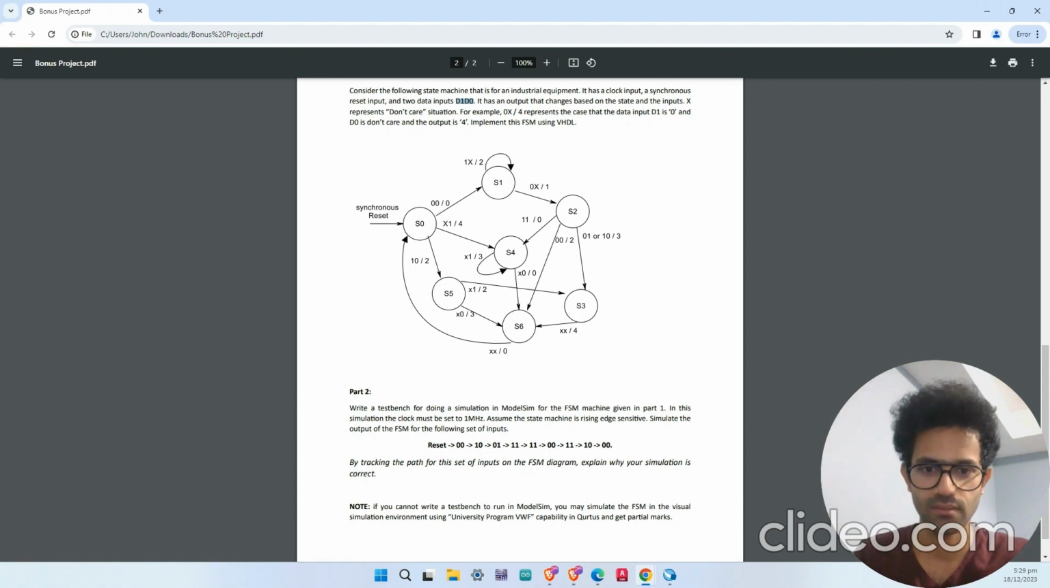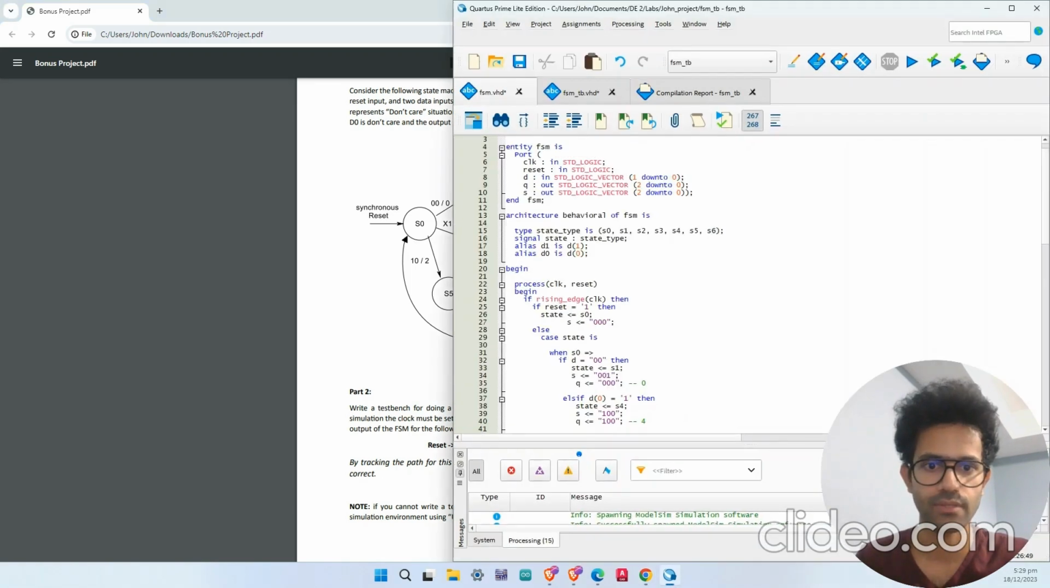We want to implement the FSM shown in this diagram. From the state diagram, we can see that it has 7 states from S0 to S6. It has a clock input and a reset which is synchronous with the clock, and it's taking data inputs D1 and D0. It has two data inputs and outputs that vary from 0 to 4. So we want to implement this state diagram, this FSM, using VHDL, and let's look at the code we wrote for that.